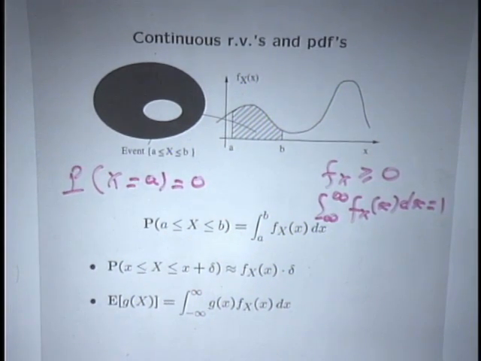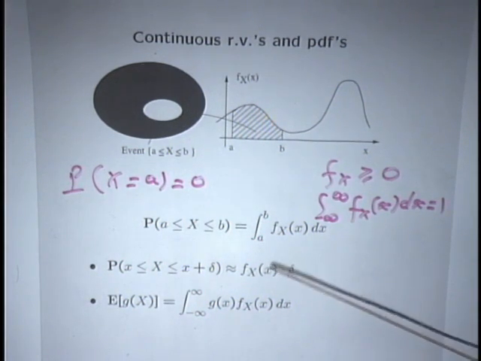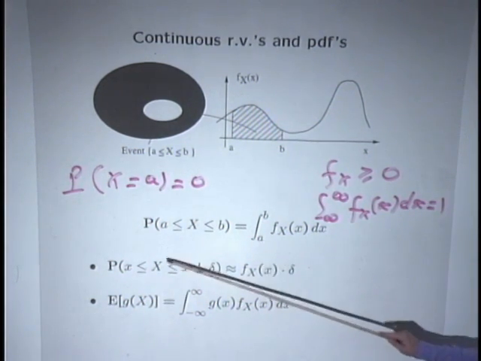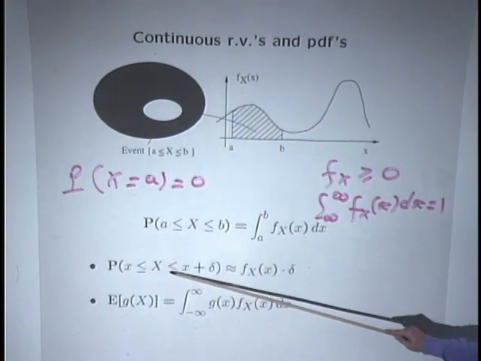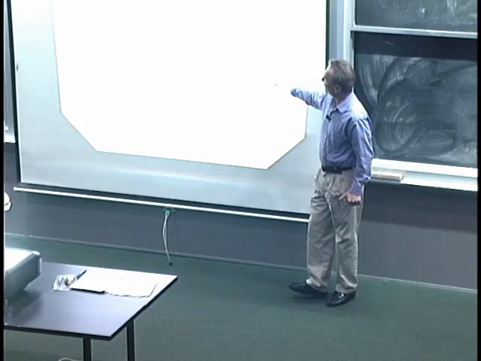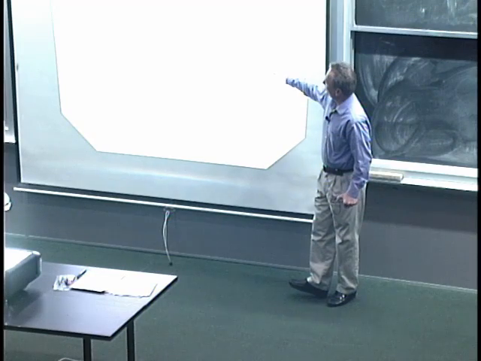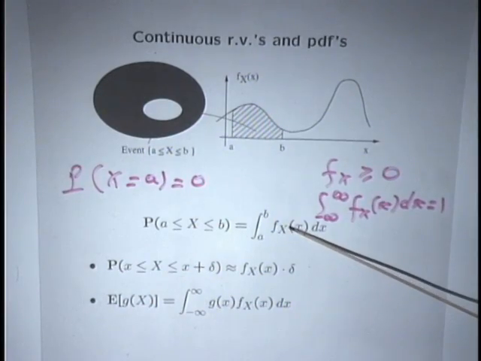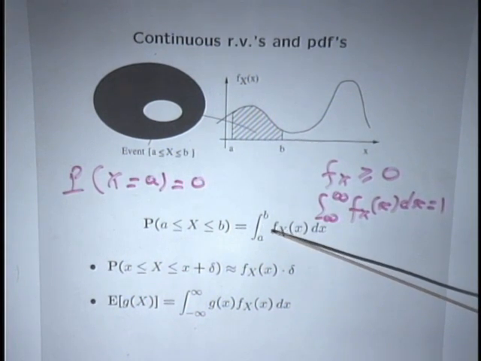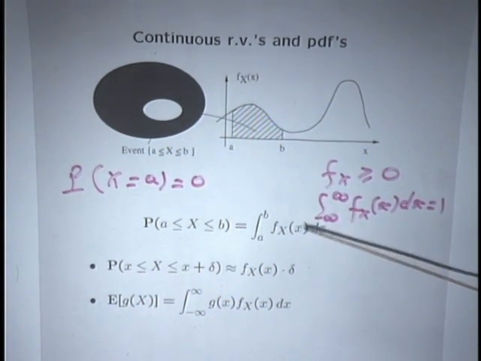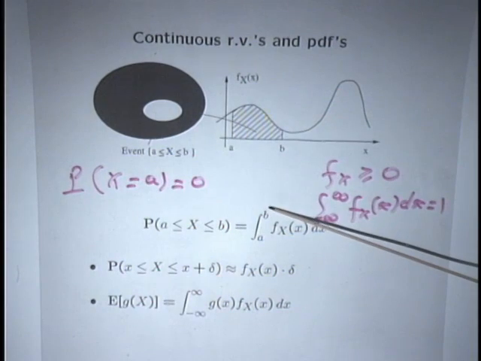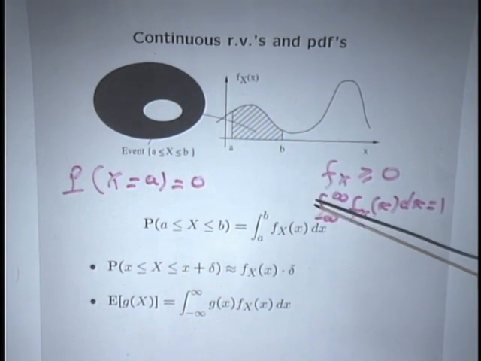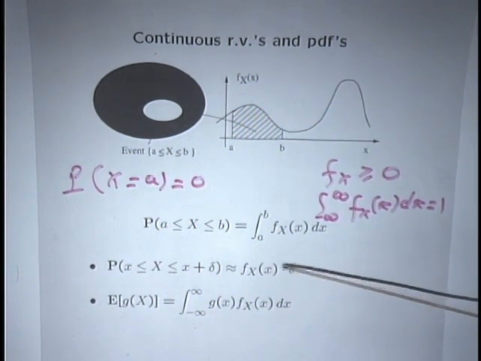When you want to think intuitively, the best way to think about what the density function is, is to think in terms of little intervals. The probability that my random variable falls inside a little interval: inside that little interval, the density function is roughly constant, so that integral becomes the value of the density times the length of the interval over which you're integrating, which is delta.